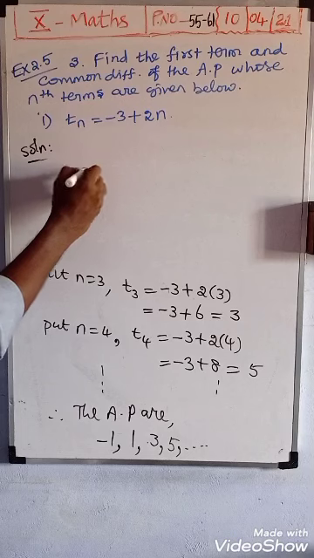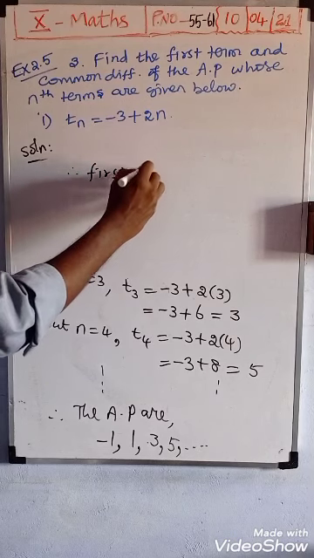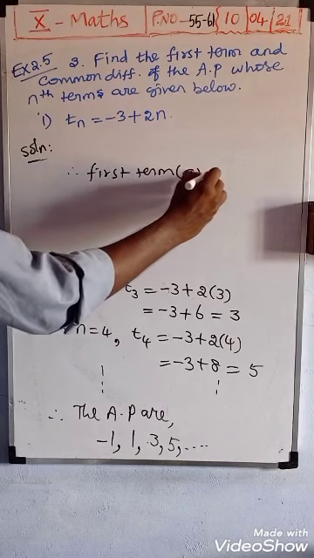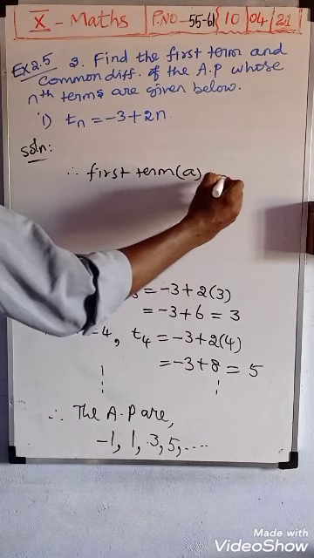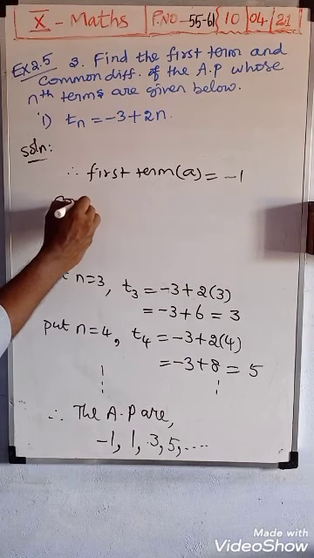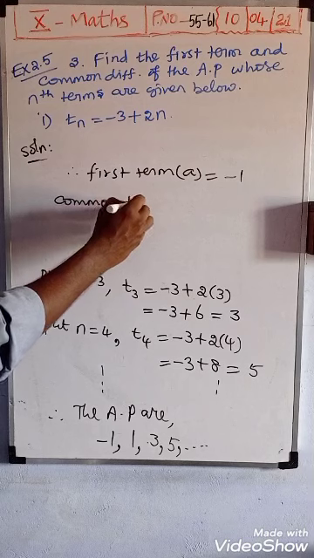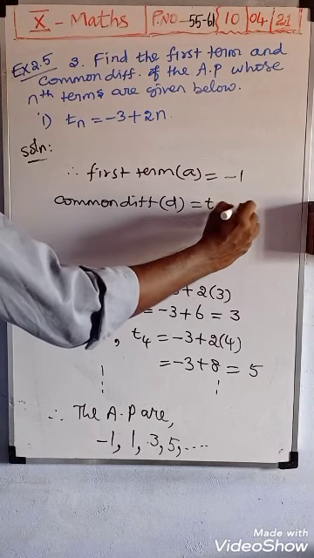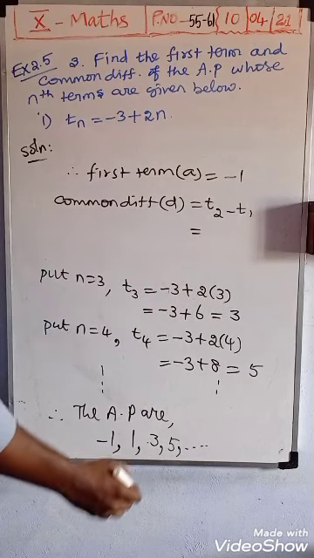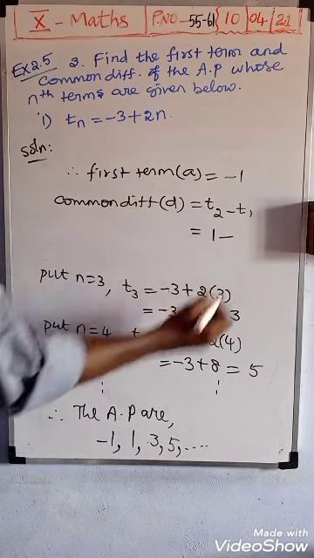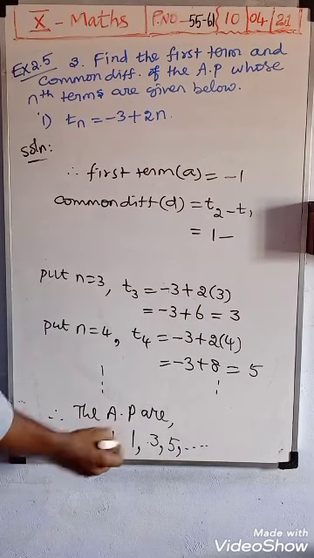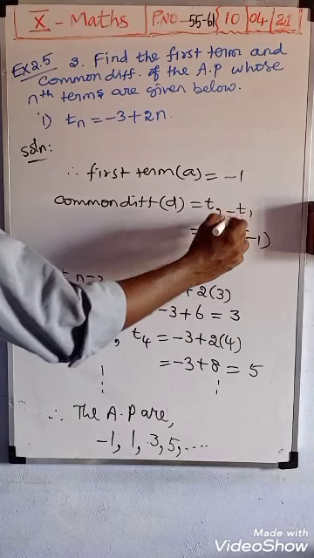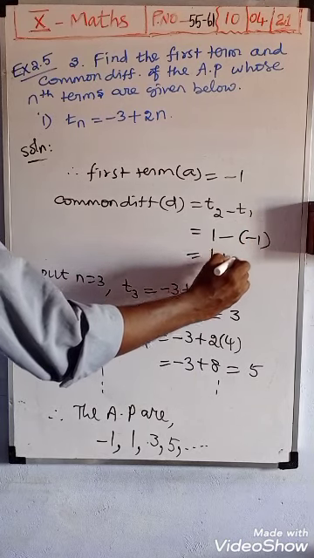Therefore here the first term A is equal to minus 1. Then the common difference, we know already. What is the formula for common difference? D is equal to the second term minus the first term. So the second term is 1 minus the first term, which is minus 1. This is the formula. So that is 1 plus 1.